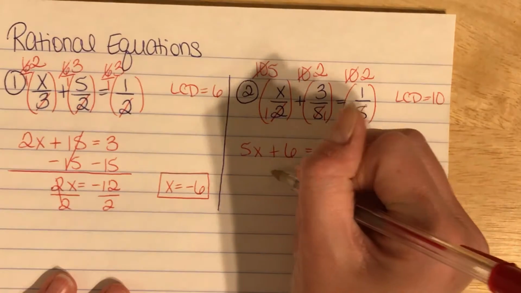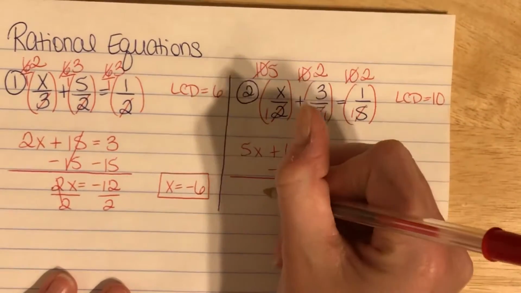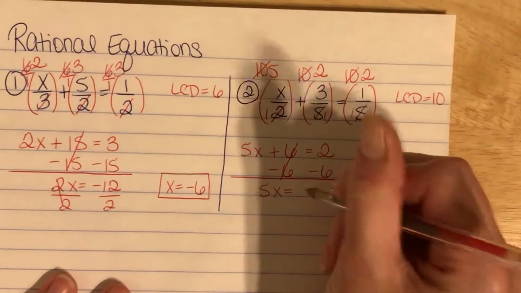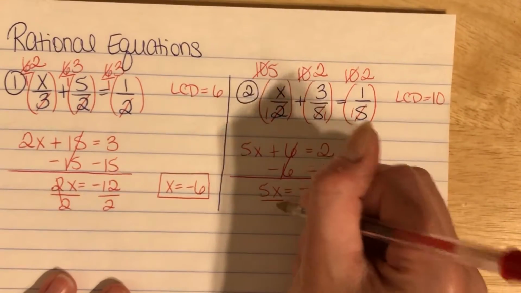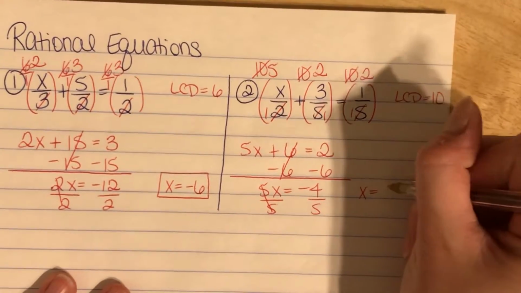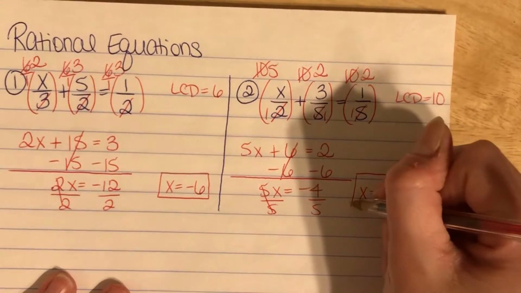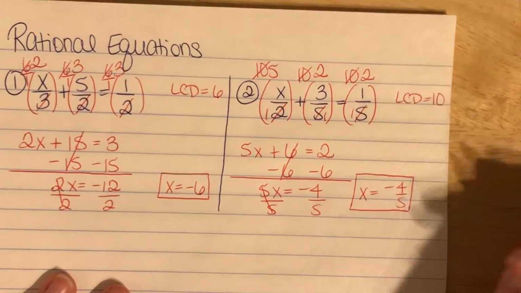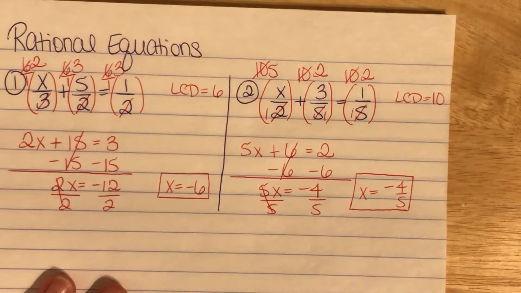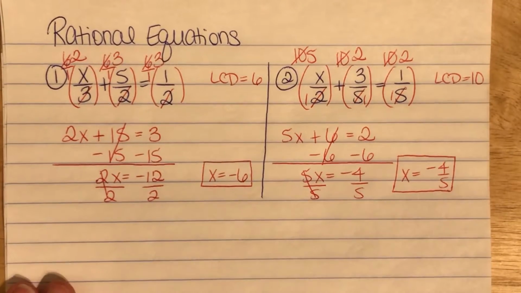So I'm going to subtract the 6 here. 5x equals negative 4. I end up getting the answer of negative 4/5. So it's okay to get a fraction in this instance. Again, especially since I don't have any fractions in my denominator, checking the answer here will not create any denominators of 0, so we don't have to worry about any extraneous solutions.